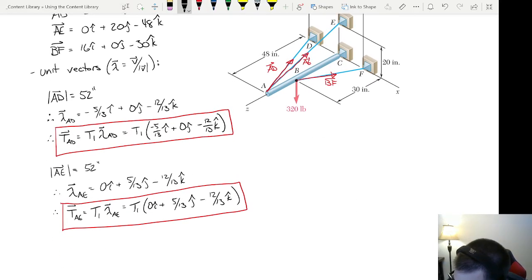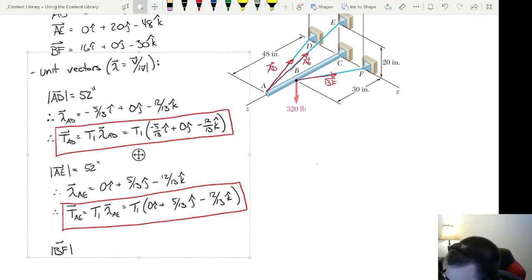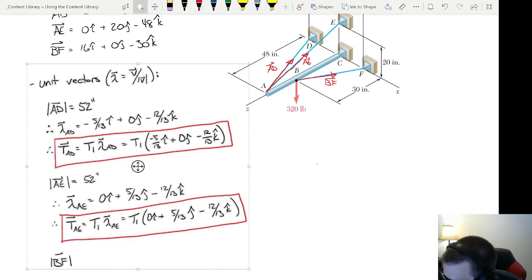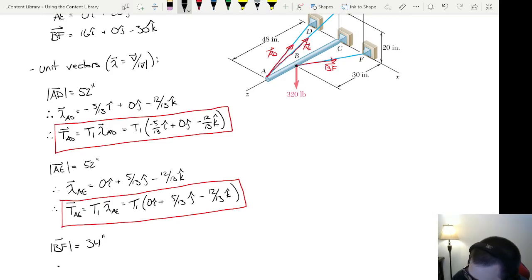We have BF. All right, maybe what I'll also do is I will take this and lower it just a little so it's a little easier to discern. So BF, the magnitude's a little different. It ends up being 34 inches. And as I do these calculations, I want to make sure that you can see the distance vector up above.